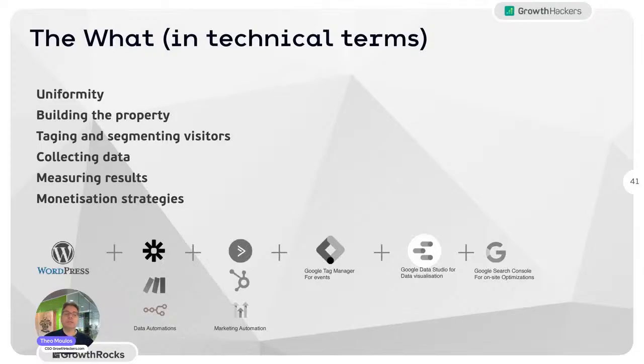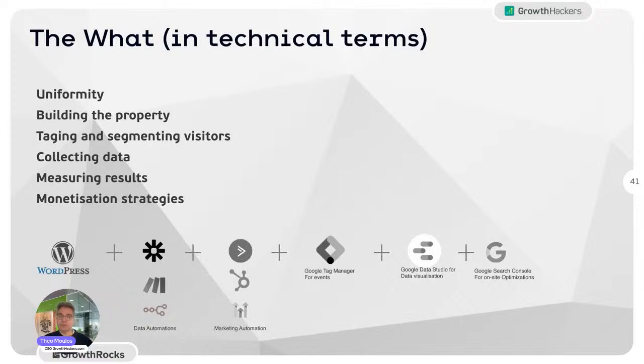And creating value in technical terms is the first step, which is finding your superpower. You need to create something which is uniform, and you need to control the property. It's very hard when you want to build something and you order somebody else. Then you need to tag and segment everyone that's coming on the website. You need to start collecting data, measure the results, and then have different monetization strategies.